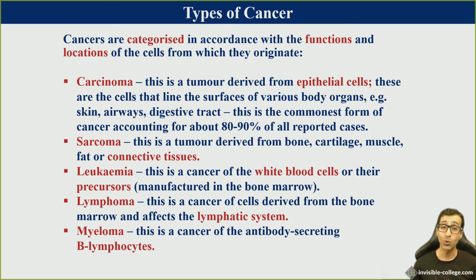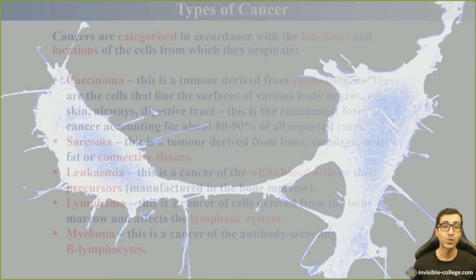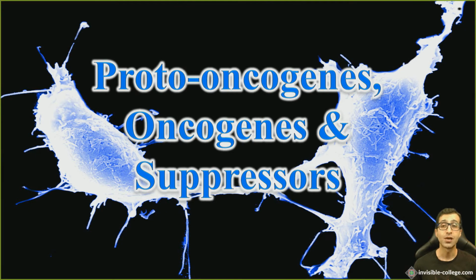Now, we go into a lot more depth on the epidemiology, the etiology, and the pathology of various cancers in that course module, which relates to this subject on the Invisible College website. So those of you who have access to that course module, please do look into that because there's a lot more detail there. But for the sake of brevity, let's just move on now to the genetic mechanisms underlying cancer. And in order to do that, we need to explore proto-oncogenes, oncogenes, and suppressor genes.